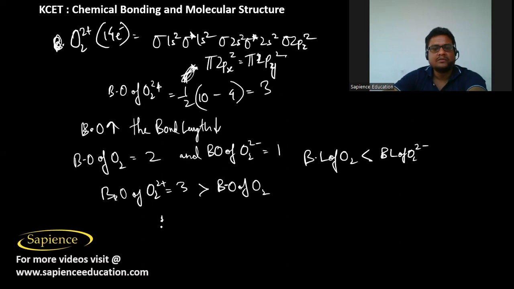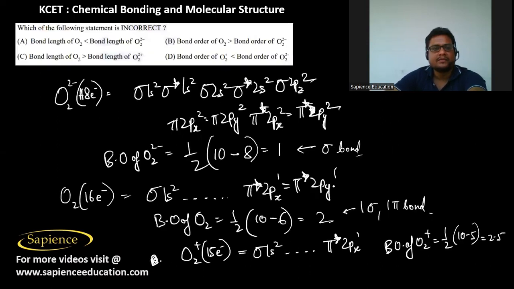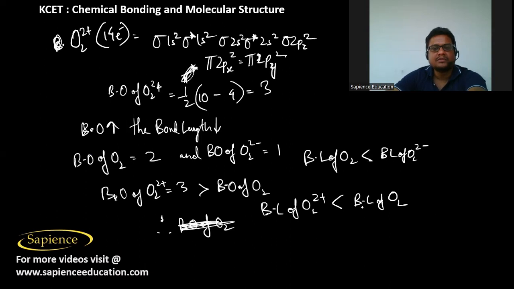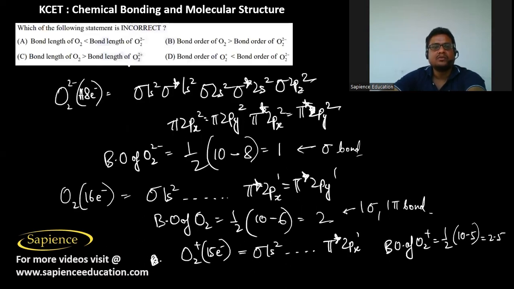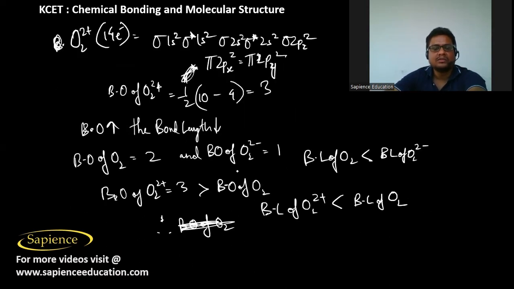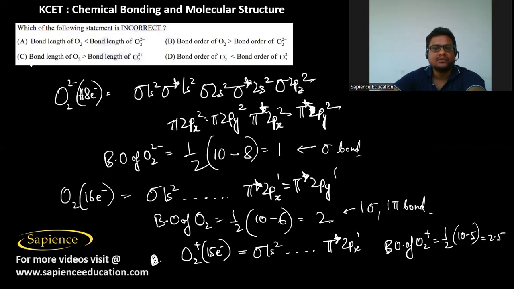So it means therefore the bond length of O2 2 plus should be less than the bond length of O2. So the bond length of O2 is obviously more than the bond length of O2 2 plus. So the statement in option C is also a correct statement.